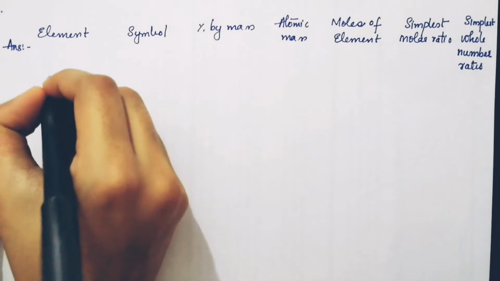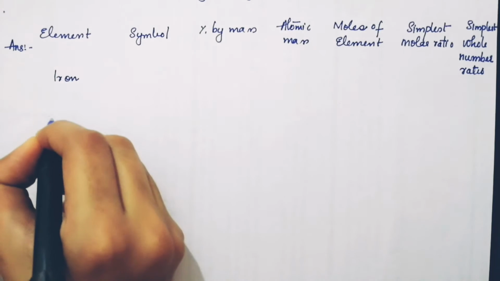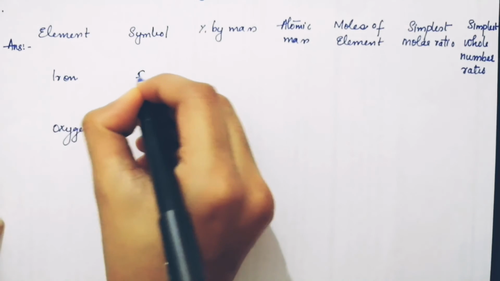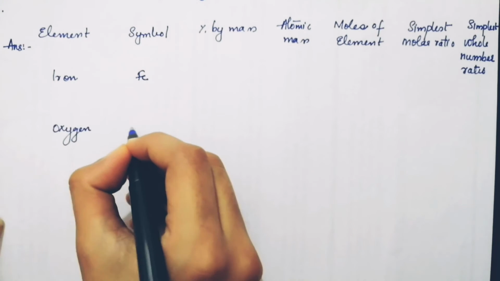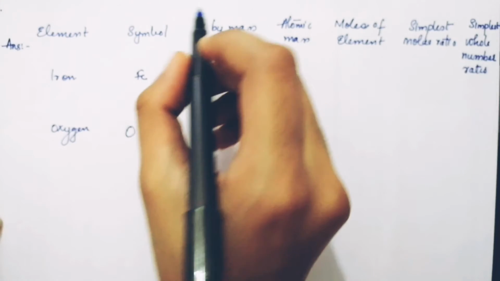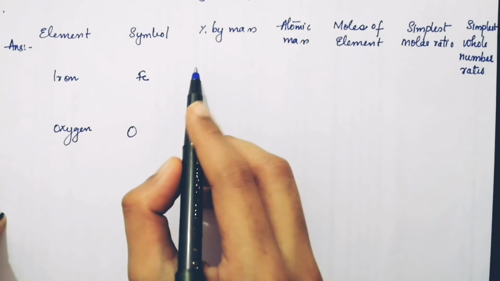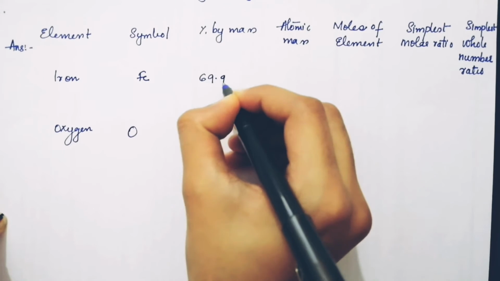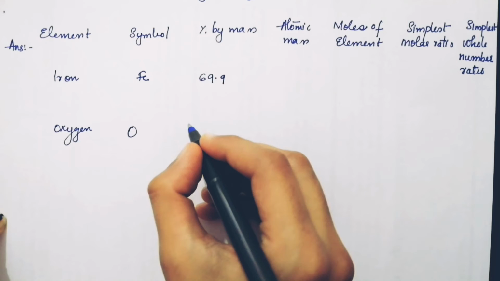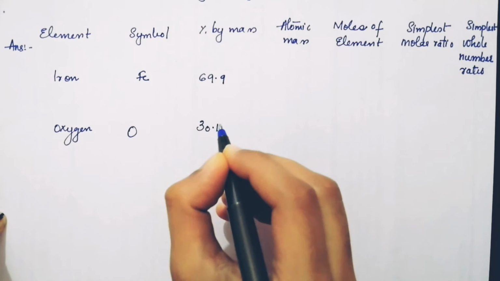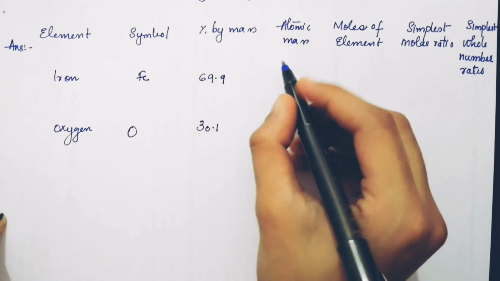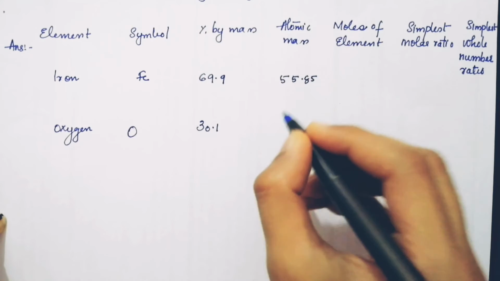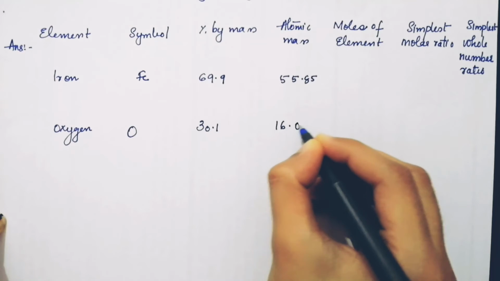Here we have the elements iron and oxygen. Symbol of iron is Fe, symbol of oxygen is O. Now percentage by mass. It's already mentioned in the question. For Fe, the percentage is 69.9% and for oxygen it is 30.1. And we know the atomic mass of iron is 55.85 and oxygen is 16.00.